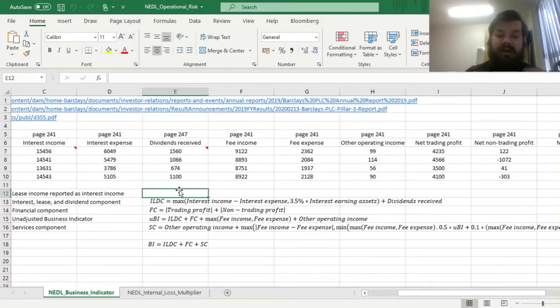So what about the financial component? The financial component is the sum of the absolute values of trading profit and non-trading profit, and this can also be retrieved from the consolidated income statement.